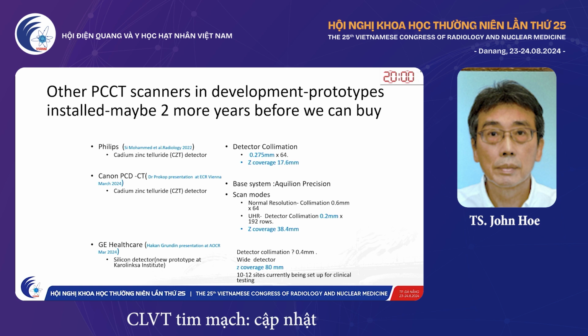There are other PCCT scanners in development, which are currently prototypes, so maybe it'll be 2 or more years before we can even think about buying them. There's one from Philips that has detector collimation of 0.275 and a Z coverage of 17.6 mm. Canon has one with detector collimation of 0.2 and a Z coverage of 38 mm. GE has one also where the detector collimation has not been disclosed, but we think it's less than 0.4, and it has a wide detector coverage of 80 mm or 8 centimeters, which might make it easier to perform cardiac CT.